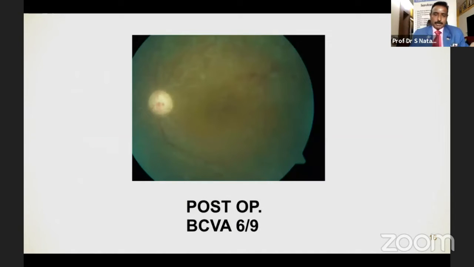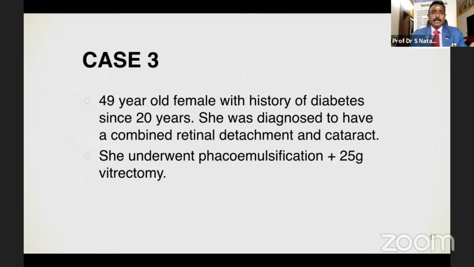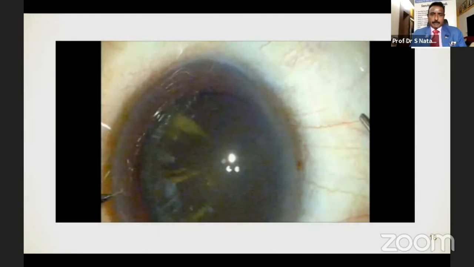The patient has improved. The disc is flat, all membrane is removed. The visual acuity is 6/9. This is the third eye. We had a combined retinal detachment with cataract in a proliferative diabetic retinopathy.